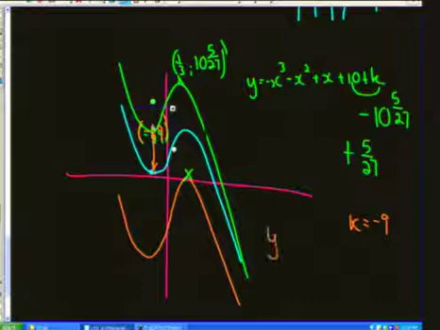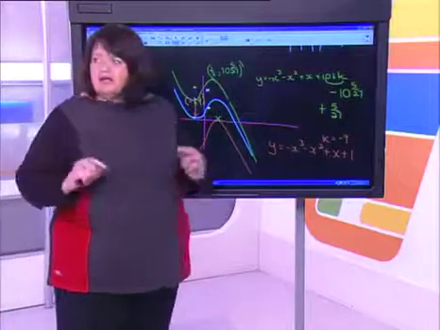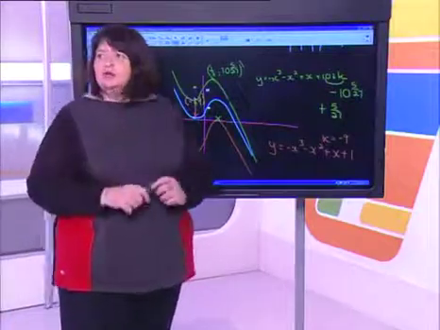So the equation would now read y equals -x cubed minus x squared plus x plus 1. And that would make sure my graph looked like the blue one. And I think that's what you meant by translations. If it's not right, let us know and I will try again.